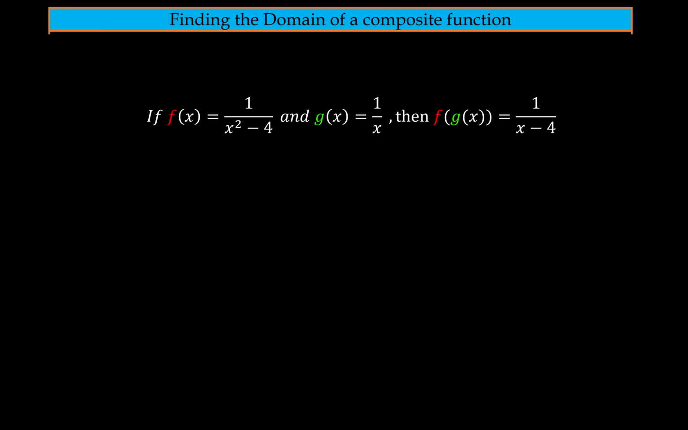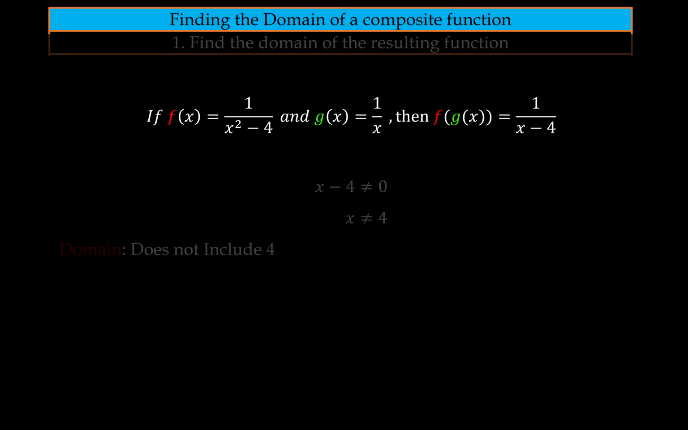The last thing we have to do is define the domain of a composite function. Let's say f of x equals 1 over x squared minus 4, and g of x is equal to 1 over x, then f of g is equal to 1 over x minus 4.